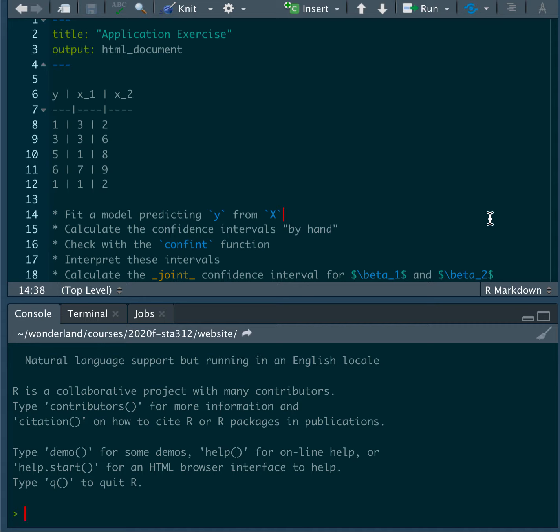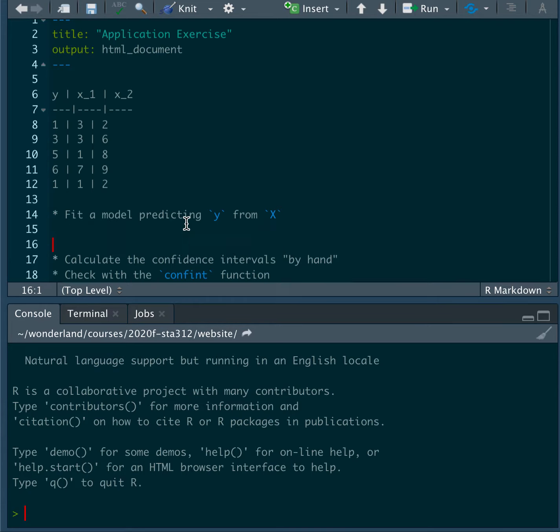All right, so let's go through this application exercise. In this one, we are calculating confidence intervals, and we're doing it quote-unquote by hand, and then we're doing it using the conf_int function to make sure we did it well. All right, so the first question is to fit a model predicting y from x. And so I've given you this little data table here with y and two predictors, x1 and x2.